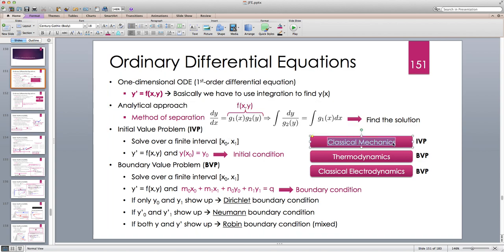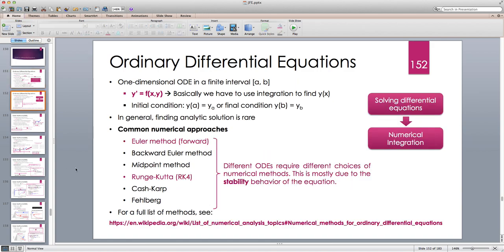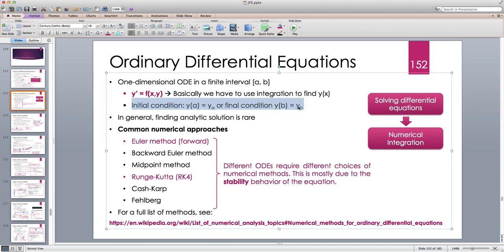And in classical mechanics, like solving for the motions of particles, we always end up doing something like an initial value problem. Okay? In thermodynamics or classical electrodynamics or quantum electrodynamics, we typically have partial differential equations of positions in space. So we have boundary value problems, okay? So we are given this ordinary differential equation. This is the most basic and the most general form of the basic equation, y prime equals f of x and y. And we are given the initial condition.